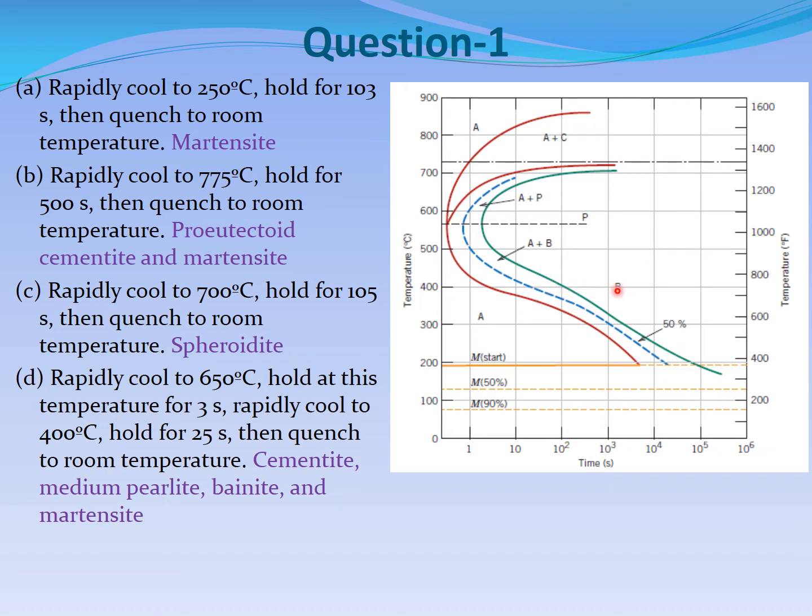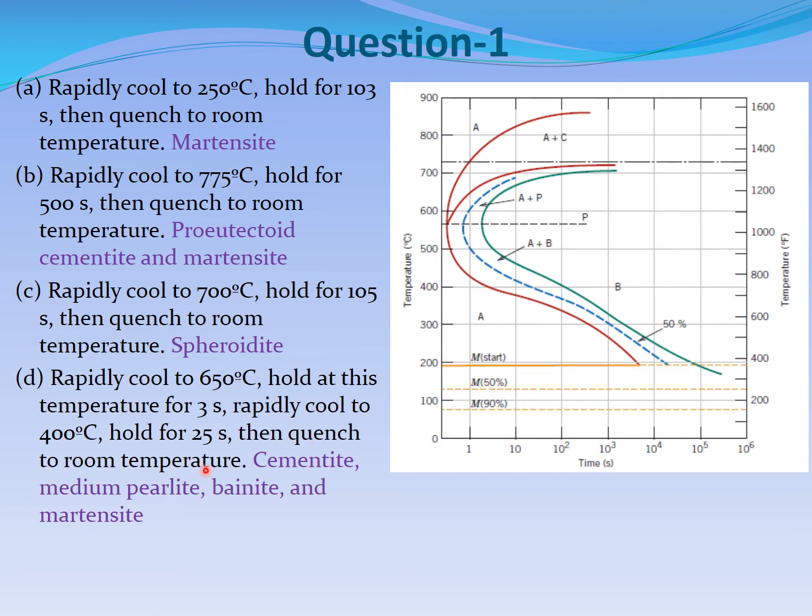This is complete bainite. This is 50% bainite. So there will be cementite, medium pearlite, bainite and martensite. Remember, whatever the condition, whenever at the end you say suddenly quench, that will make some martensite. But whatever has happened up till there will still be there.